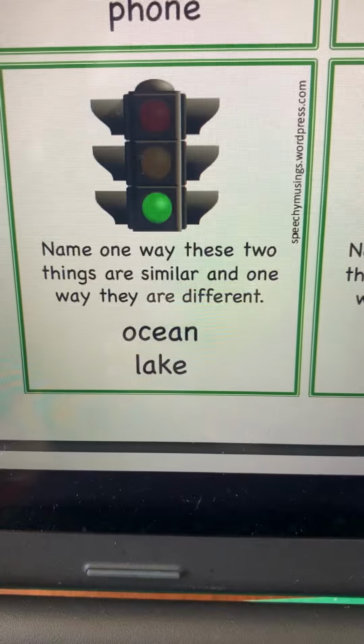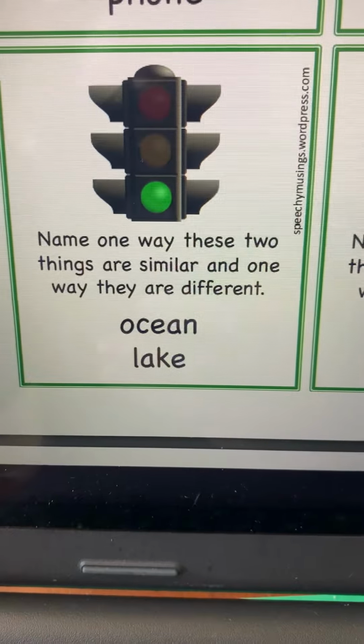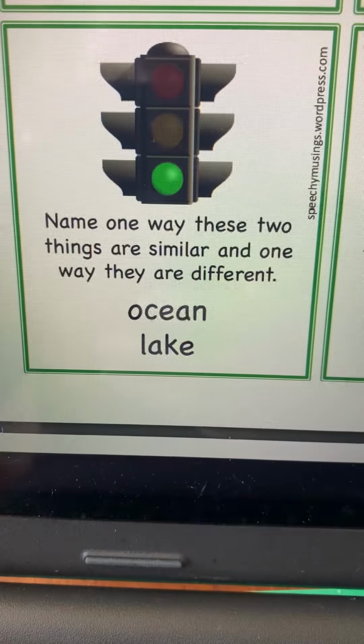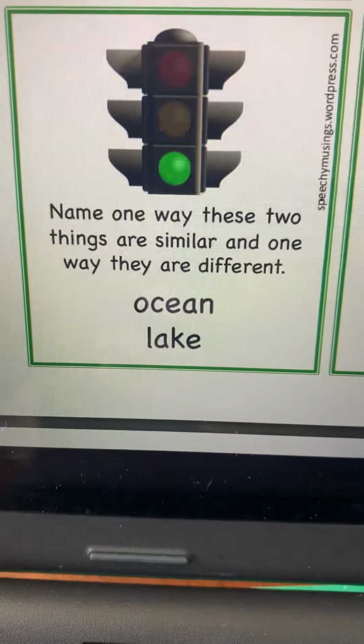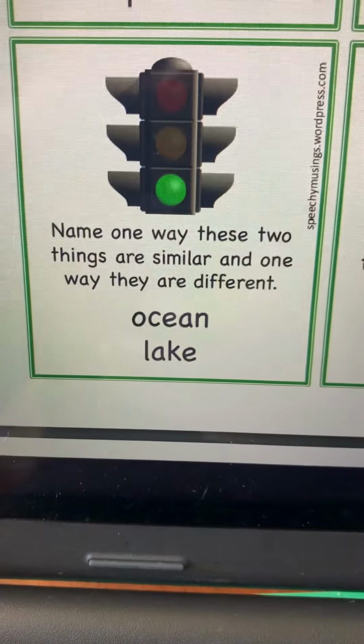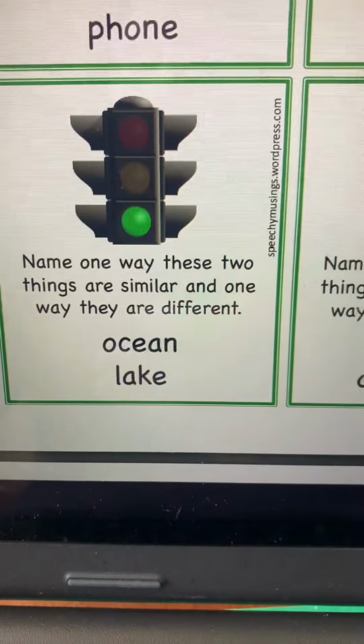A lake and an ocean. Excuse me, ocean and lake. One way they're the same is they're both bodies of water. One way they're different is an ocean is much bigger than a lake, and an ocean holds different types of creatures. An ocean is saltwater and a lake is freshwater.